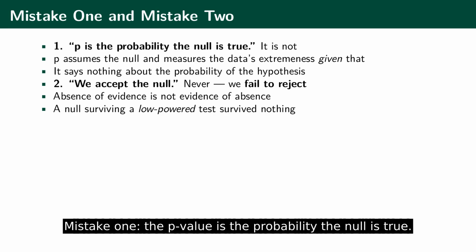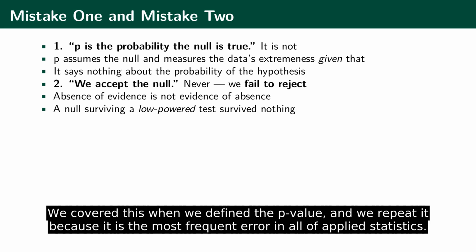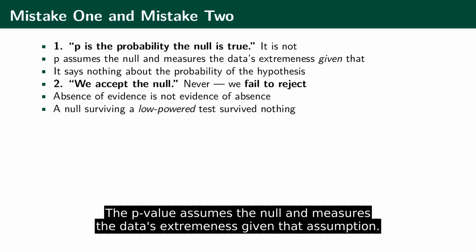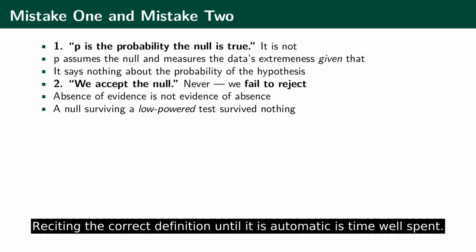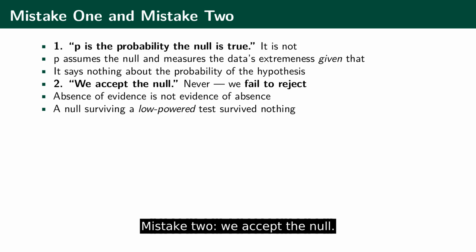Mistake 1. The p-value is the probability the null is true. We covered this when we defined the p-value, and we repeat it because it is the most frequent error in all of applied statistics. The p-value assumes the null and measures the data's extremeness given that assumption. It says nothing about the probability of the hypothesis itself. Reciting the correct definition until it is automatic is time well spent.